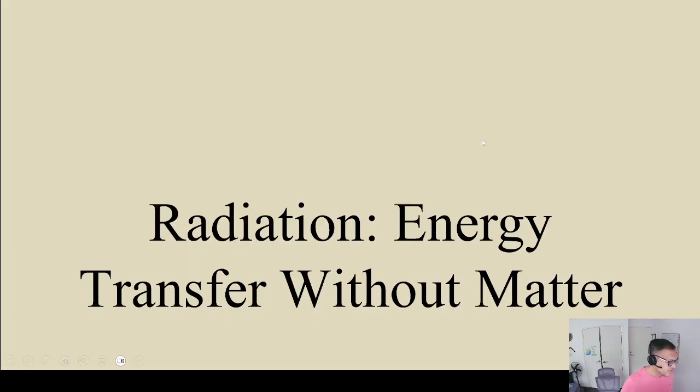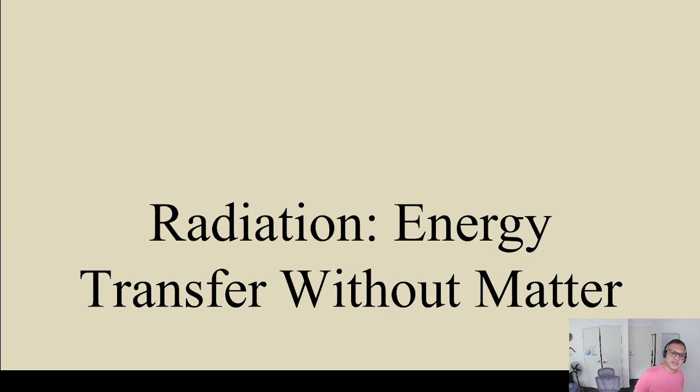So that was convection currents. So we saw so far two mechanisms of energy transfer. One is conduction in solids, another is convection in liquids or gases. Now there is a third way, which we call radiation.